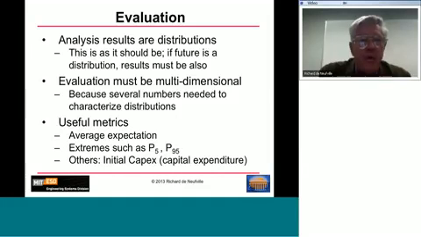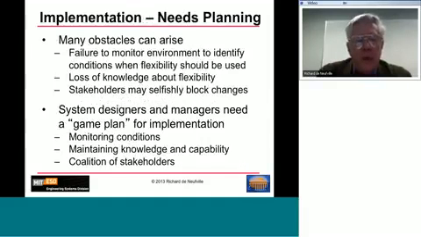So the evaluation, we're looking at distributions, as I mentioned before, and we want to think about not just what would happen on average, but we want to think about the extremes, we want to think about the capital expenditures. And we need to have the implementation.